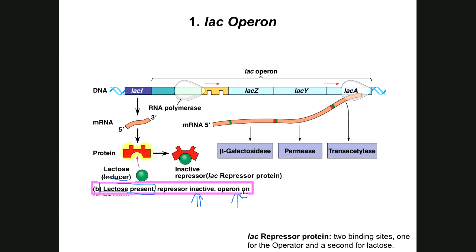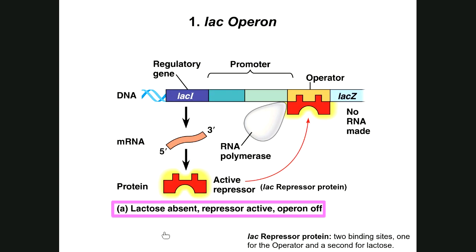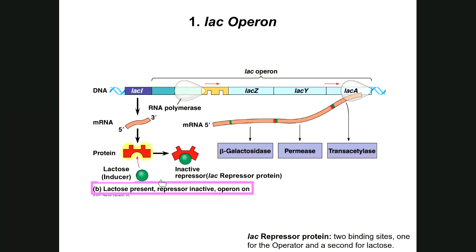Okay, but notice something I didn't point out on the previous slide. Notice here, when there's no lactose present and the lac repressor binds to the operator, this second binding site for lactose still has a shape that complements the carbohydrate lactose. So this is what I mean. It doesn't matter if it is or is not binding to the operator. This second binding site is still available for lactose.